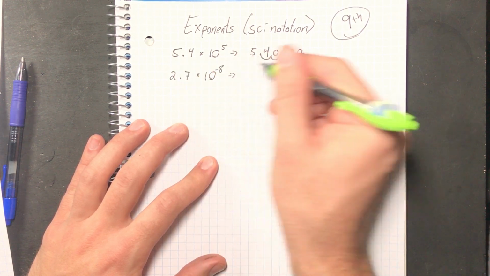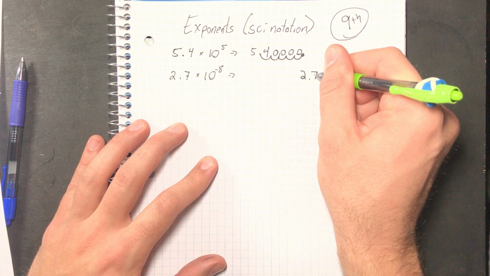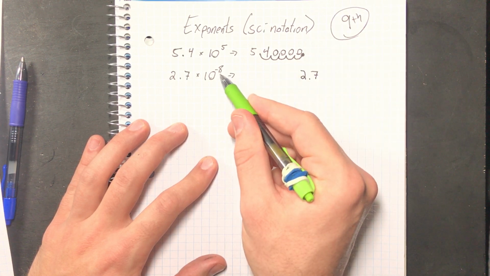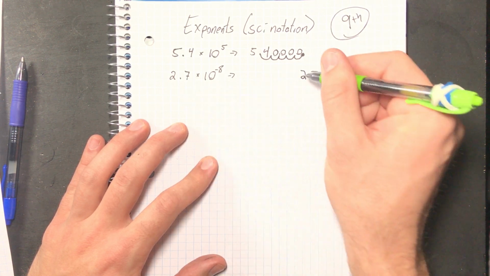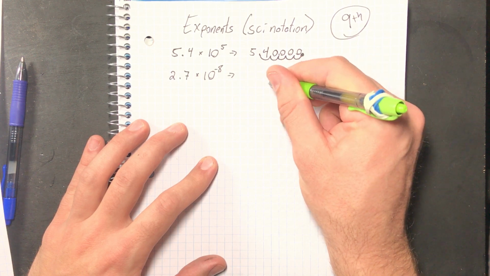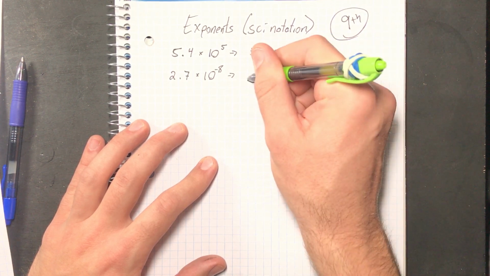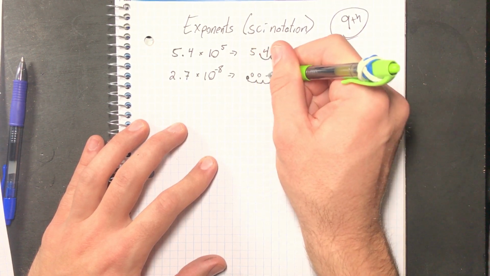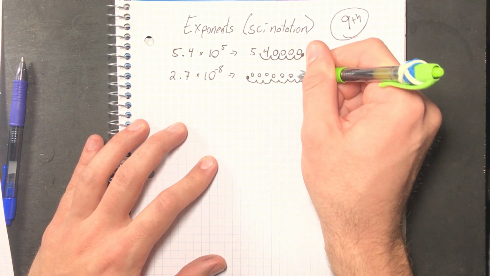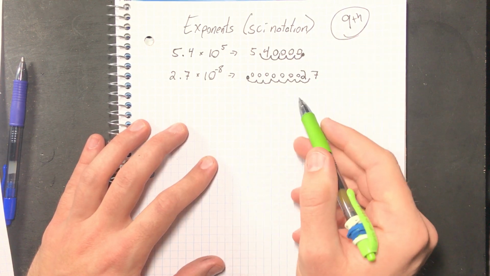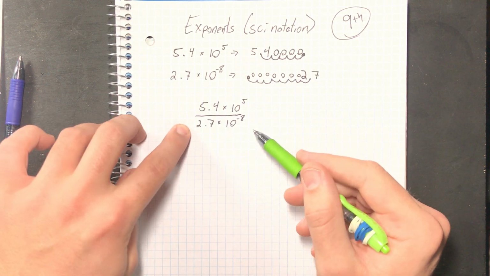And then you have really small numbers, 2.7, and then we need to move this decimal place left, because it's negative, 8 times. 7, 8. We put our decimal place, and then we fill in with zeros. Okay? Very small number, right? They're going to give you something like this.